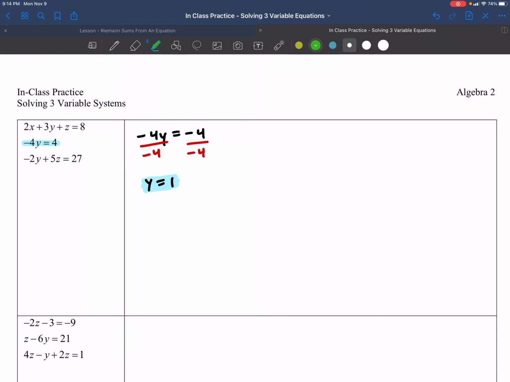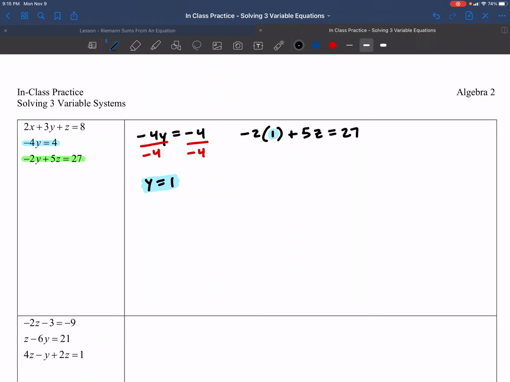Next I want to see if there is a place that I can substitute y so that I have an equation with one variable. This looks like equation number 3, because if I substitute y with 1, that leaves just z in my equation. So I'm going to do that. Negative 2 times 1 plus 5z is equal to 27. And the 1 that we substituted is right there.